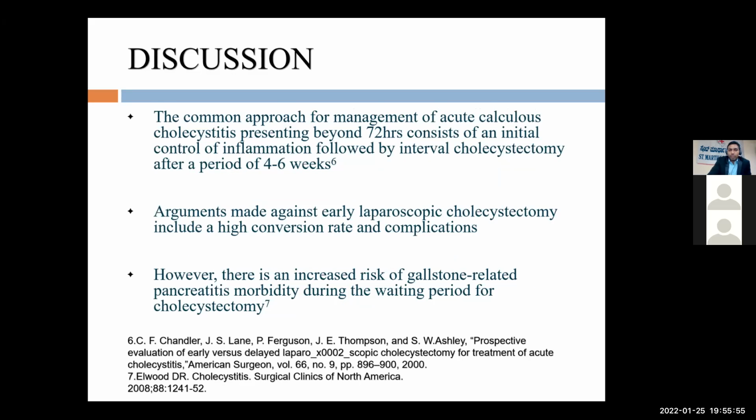The common approach for management of acute calculous cholecystitis presenting beyond 72 hours, defining the golden 72 hours, consists of initial control of inflammation followed by interval cholecystectomy after a period of 4 to 6 weeks. Arguments made against early laparoscopic cholecystectomy include a high conversion rate and complications. However, there is an increased risk of gallstone-related pancreatitis morbidity during the waiting period for cholecystectomy.